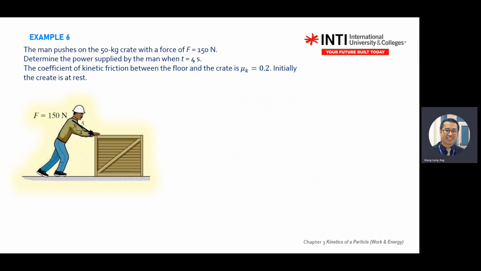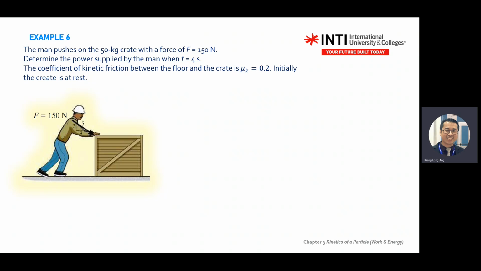Delta S equals S prime minus S equals UT plus half AT square. Another one: V square equals U square plus 2A delta S.